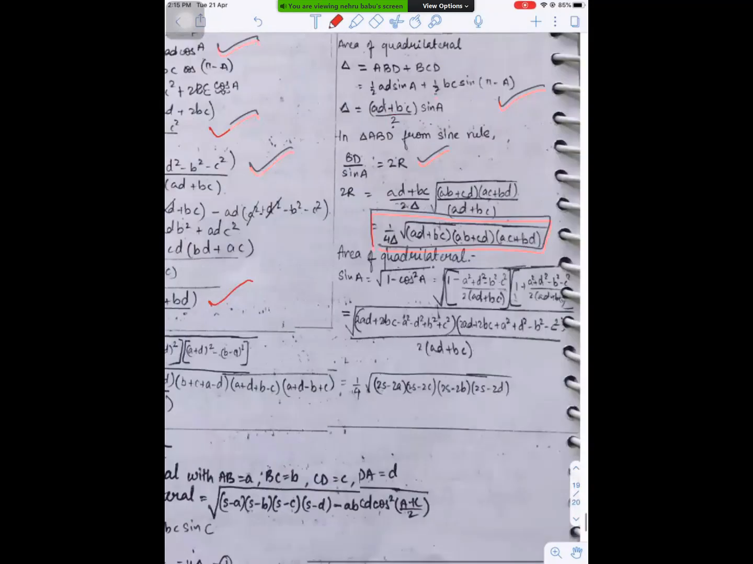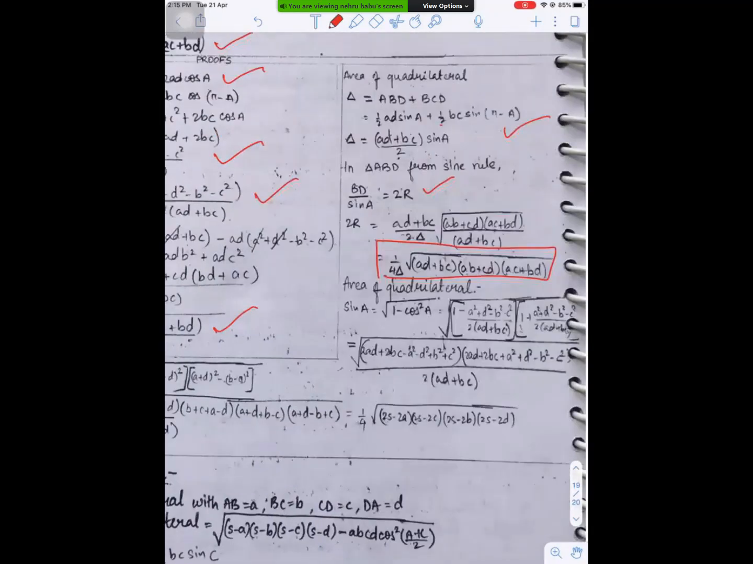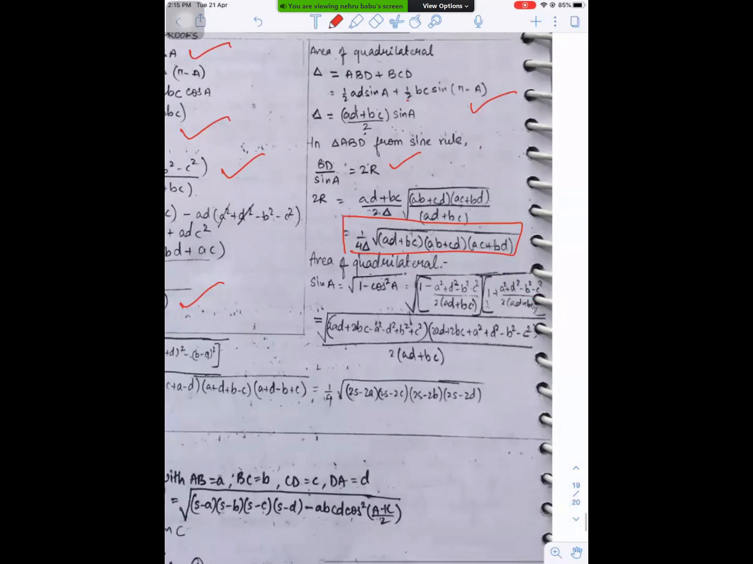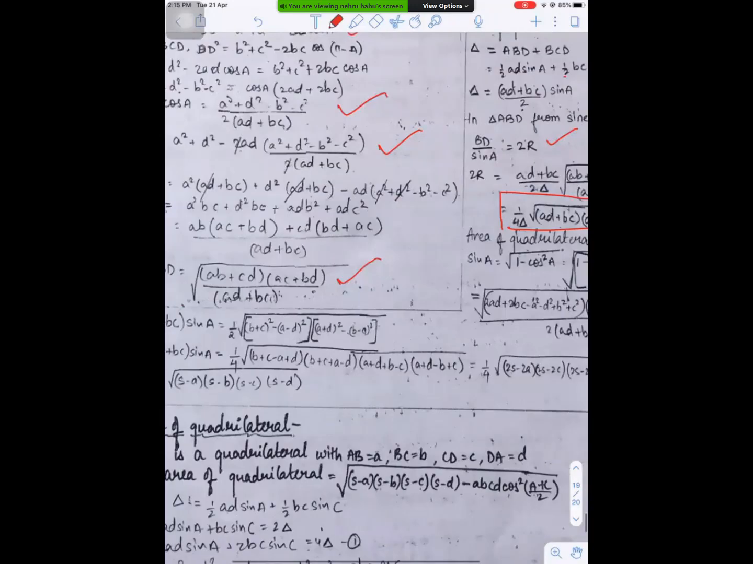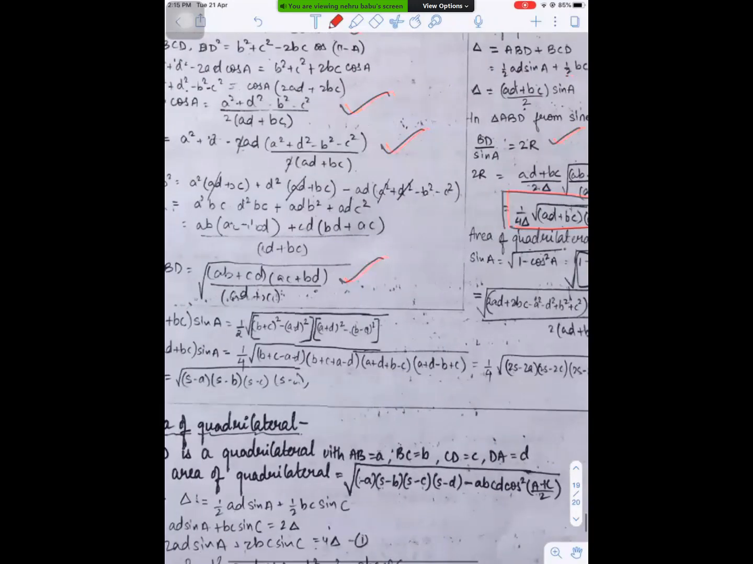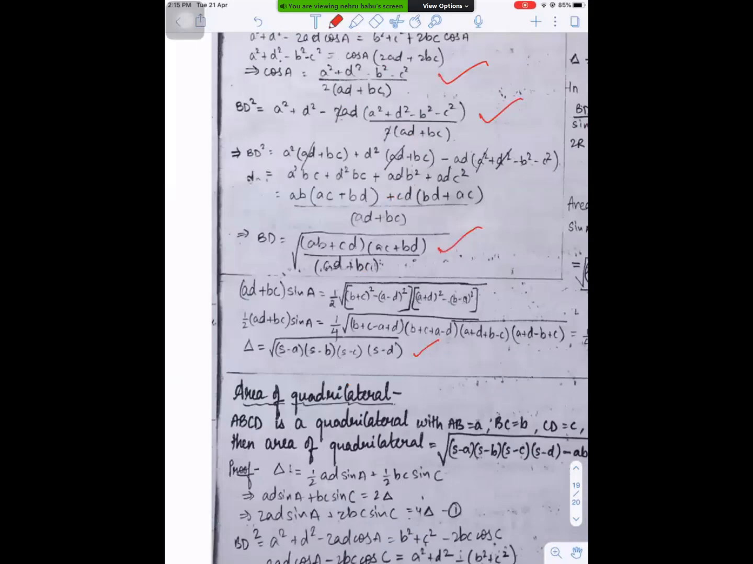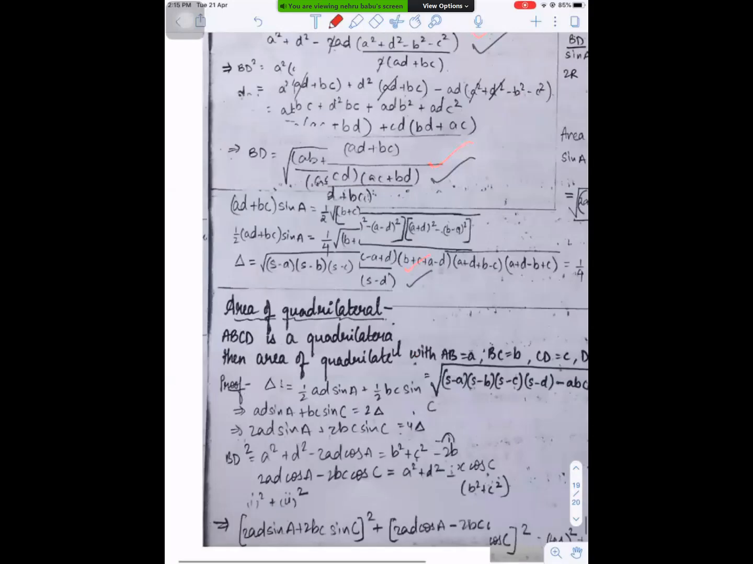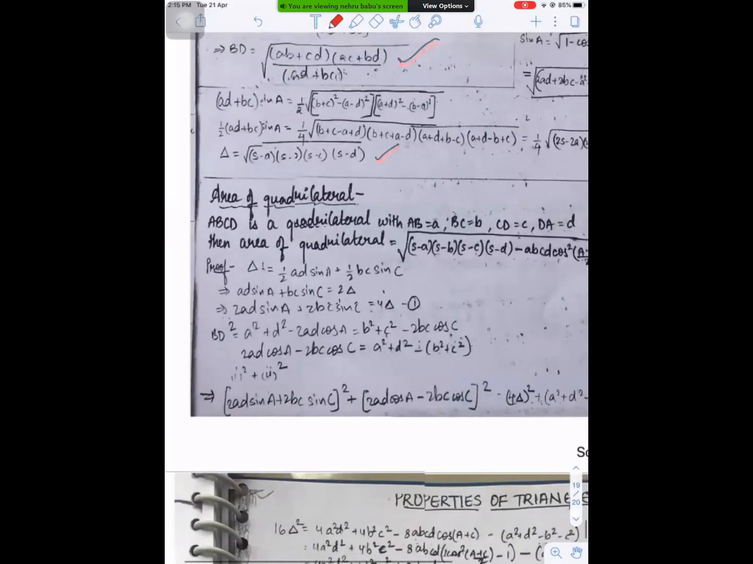Okay. And for the area of the quadrilateral we also use the delta formula. Sin A I am finding separately here: sin A is the square root of 1 minus cos square A, and that cos A formula is substituted. After simplifying, we got this 1 by 4. That 4 is also cancelled, and after simplifying, we get root of (S minus a) into (S minus b) into (S minus c) into (S minus d). This is for the cyclic quadrilateral.